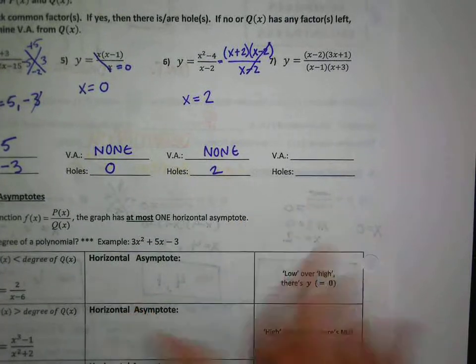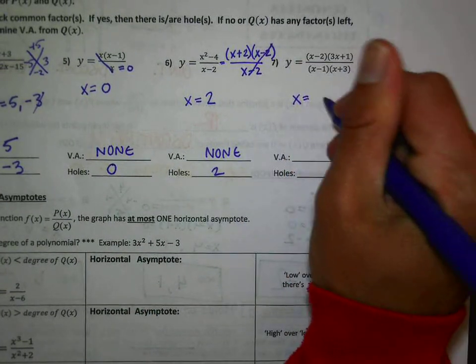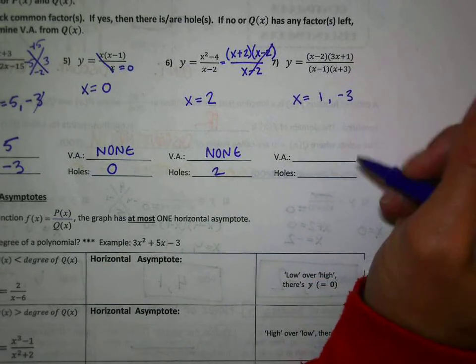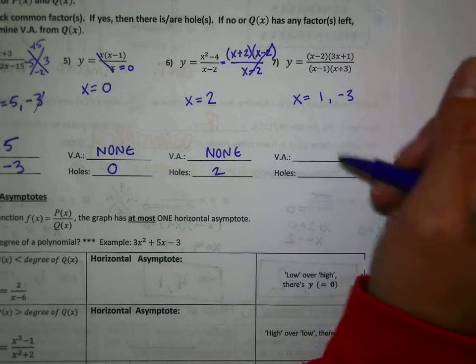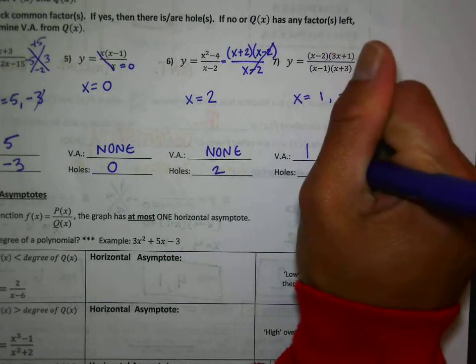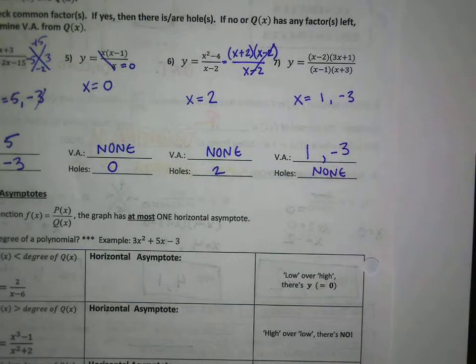All right. Number 7, last one here. What are my points of discontinuity? 1 and negative 3. Does anything cross out? No. So what does that make 1 and negative 3? Vertical asymptotes. Nothing crosses out, so there are no holes.